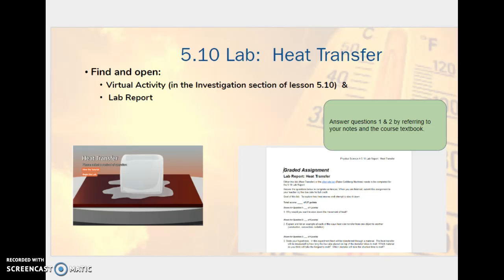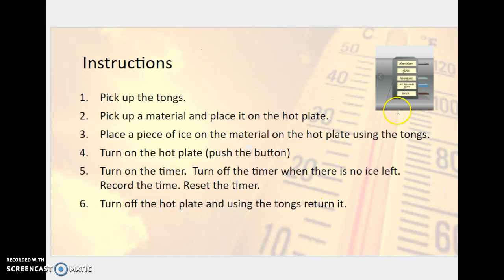Since the heat transfer lab is a virtual lab, I'm going to help walk you through some of those instructions and show you some of that information. And in the Rube Goldberg, you'll want to watch the videos of different Rube Goldbergs so you can see what they're like. So the instructions are you're going to be using some tongs in the lab. I'll show you in just a minute what this looks like. You're going to pick up materials, put it on the hot plate, place the ice on top of the material, then you're going to turn the hot plate on. You're going to start the timer, and then you're going to stop the timer when there's no ice left. You're going to record that time, reset the timer, turn off the hot plate, use the tongs to return the item. Over here you'll see there's items on the board. You'll be returning to those items, and then you'll keep testing until you've tested all of them.